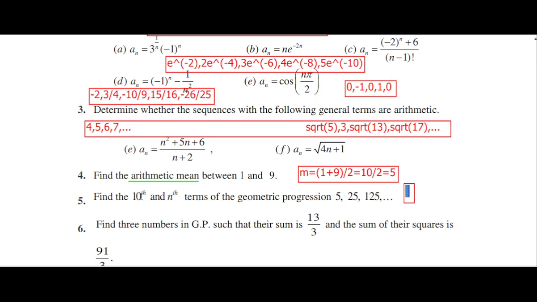So to compute G10, G10 is equal to G1 times r to the power of n minus 1, that is r to the power of 10 minus 1. G1 is 5, times r, which is also 5, to the power of 10 minus 1, which is 9. This is equal to 5 to the power of 10.